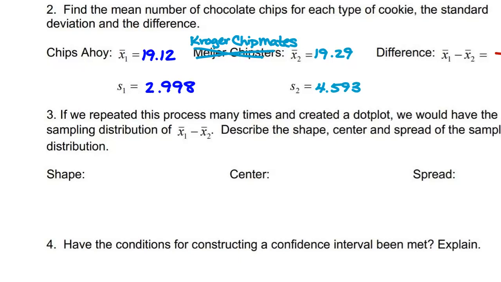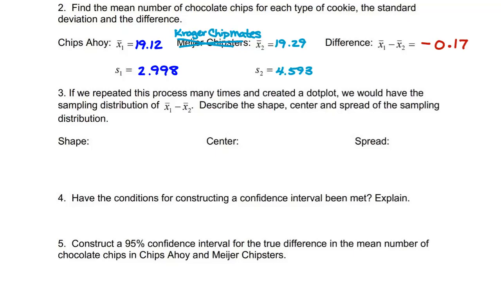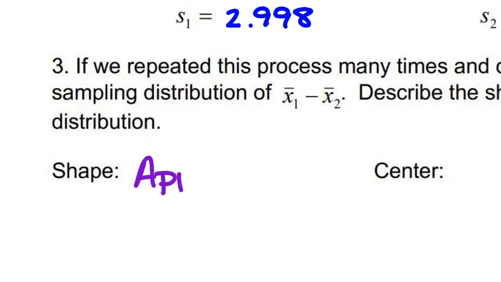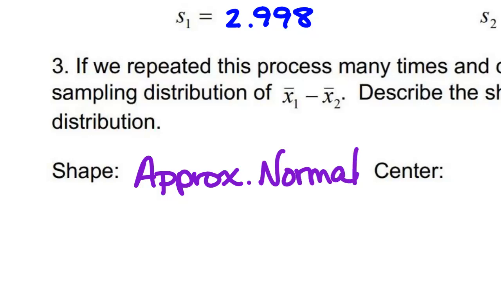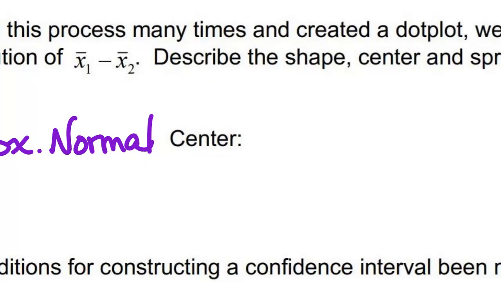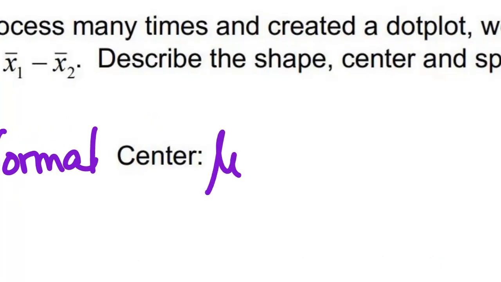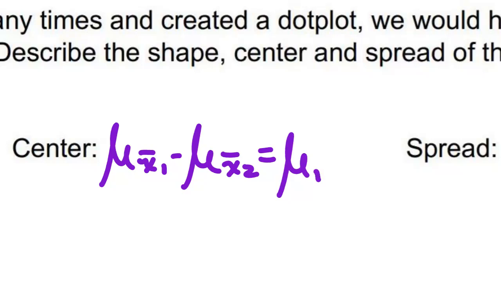If we repeated this process over and over and over, and we created a dot plot of our differences, what would it look like? What do you think the shape would look like? Approximately normal. Where do you think the center would be? It's going to be the difference of the means, so mu x bar 1 minus mu x bar 2. It's going to be the same thing as mu 1 minus mu 2. Get some Pokemon in there.